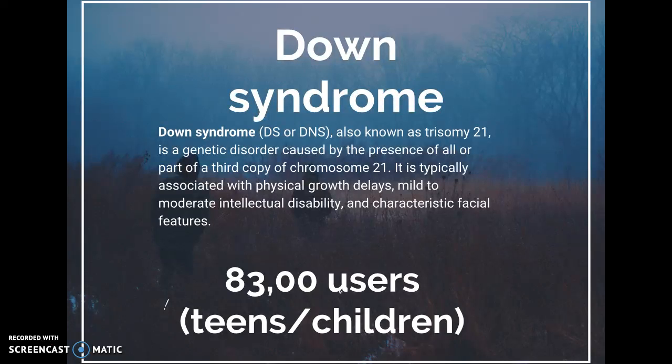Down syndrome. Down syndrome, DS or DNS, also known as trisomy 21, is a genetic disorder caused by the presence of all or part of a third copy of chromosome 21. It is typically associated with physical growth delays, mild to moderate intellectual disability, and characteristic facial features.